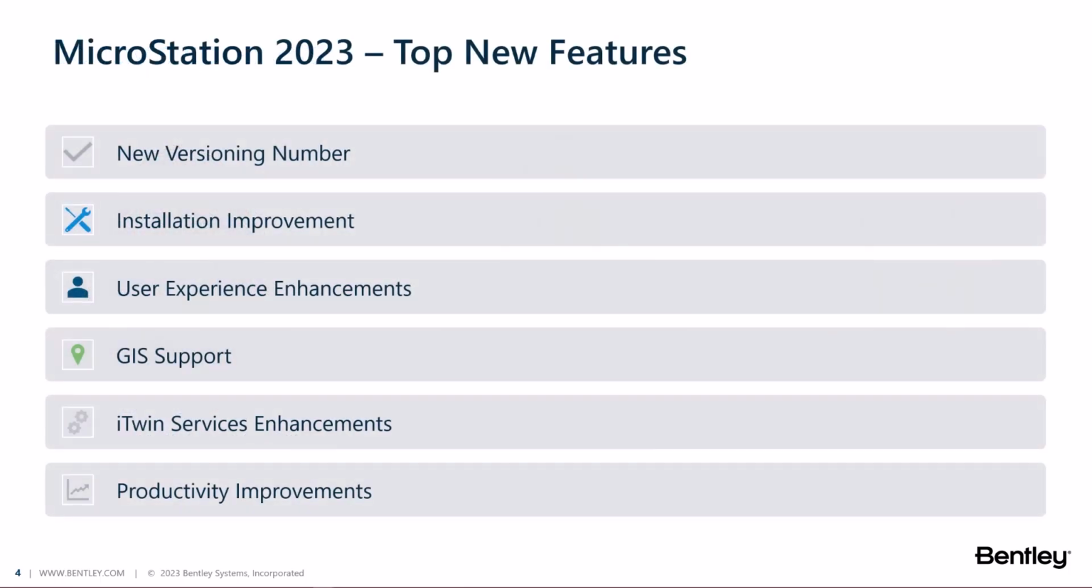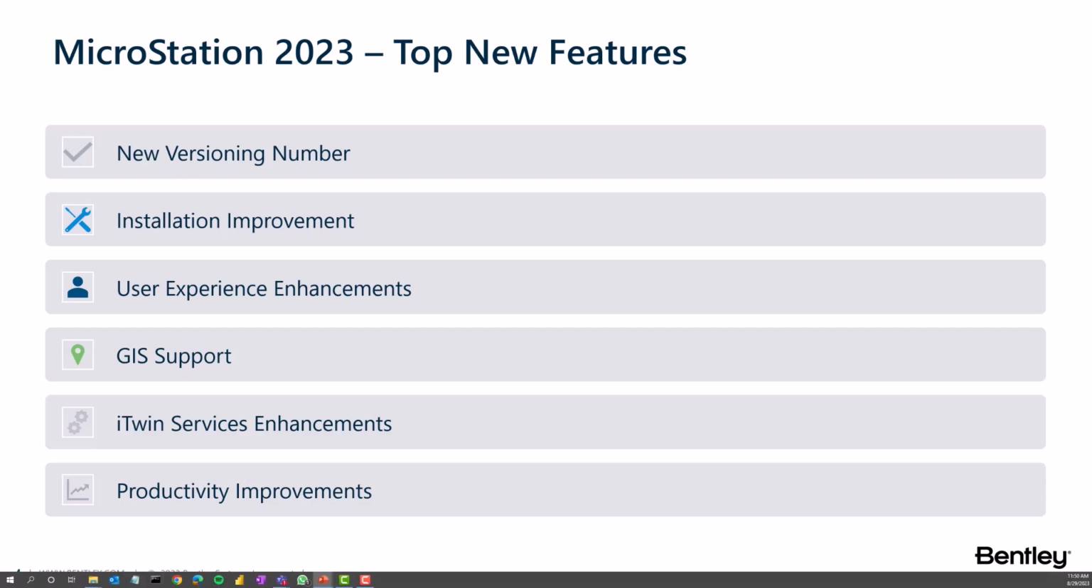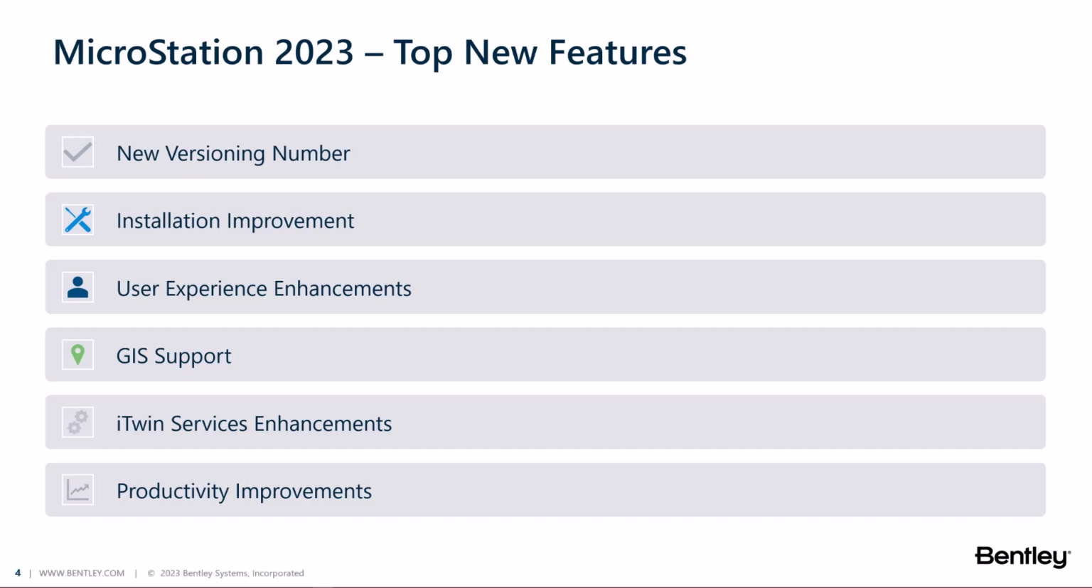So MicroStation has made several improvements in its latest release. However, we have cherry-picked the top 6 feature introductions and improvements that we would like to walk you through. Here are the topics that we will cover in our session today: our new versioning number, installation improvement, our user experience enhancements, GIS support, iTwin services enhancements, and productivity improvements.